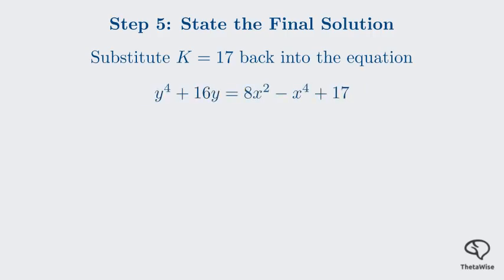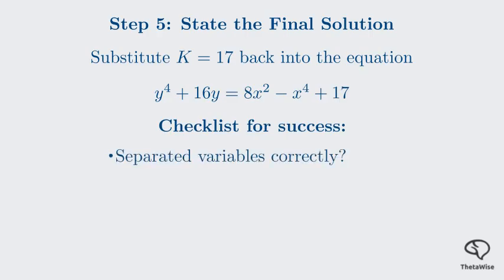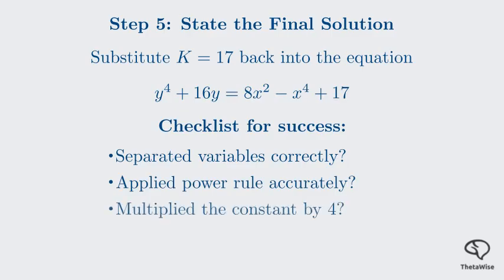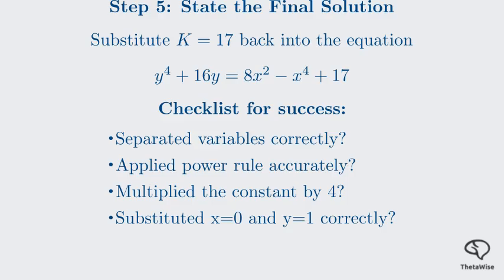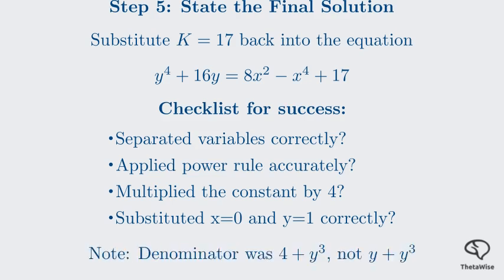Before finishing, let's run through a checklist for success. Did you separate variables correctly? Did you apply the power rule accurately? Did you remember to multiply the constant by 4? And did you substitute x equals 0 and y equals 1 correctly? By following these steps, we have confirmed that the solution matches the intended denominator of 4 plus y cubed. If you had used y plus y cubed instead, your integration and final constant would look very different.